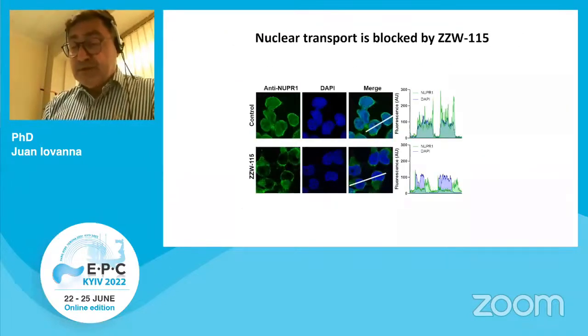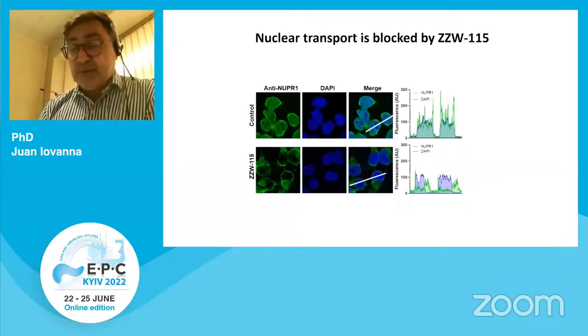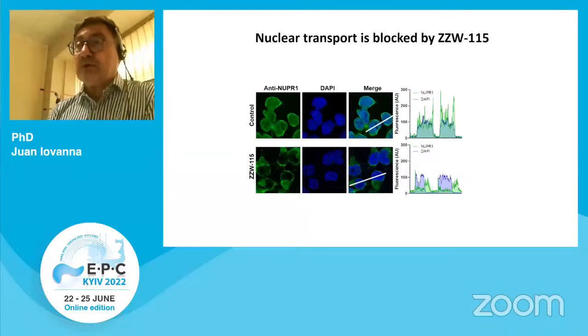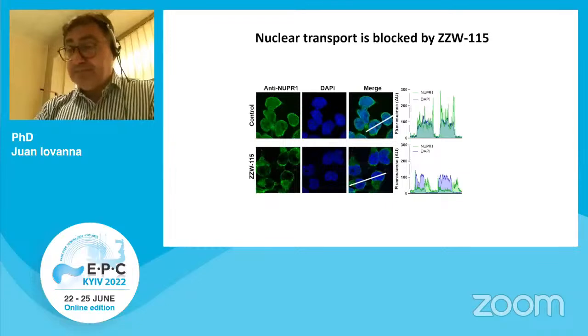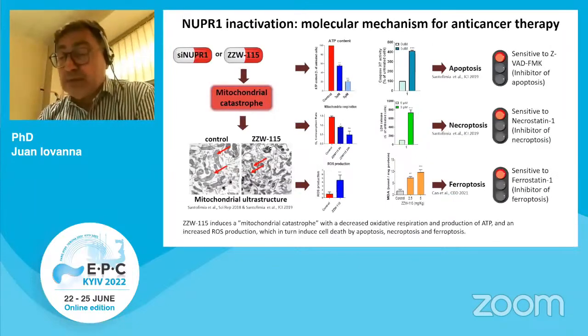Immunofluorescence analysis revealed that NUPER1 is of nuclear localization as expected, but the treatment with ZZW115 blocks completely its translocation. In presence of ZZW115, NUPER1 remains outside of the nucleus. The next question was how the inactivation of NUPER1 kills the cell.